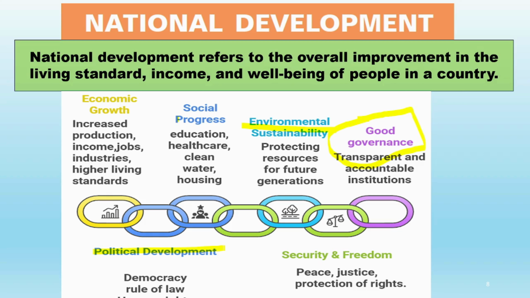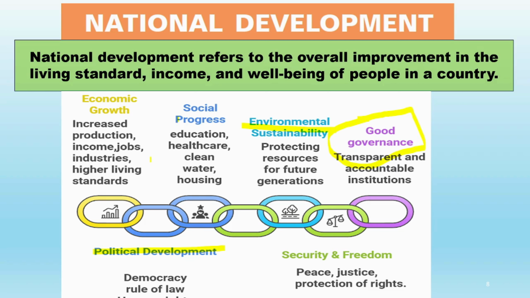Economic growth means increased production, income, jobs, industries, high living standard. Social progress means good education, good health, clean water and housing. Environmental sustainability means protecting the environment without harming it, without any pollution; development must happen that way. Good governance means transparent and accountable institutions and government employees. Political development means good law and order, democracy, protection of fundamental rights. Security and freedom, peace, justice, protection of rights, all come under national development.